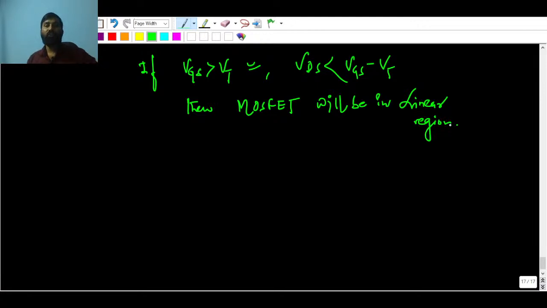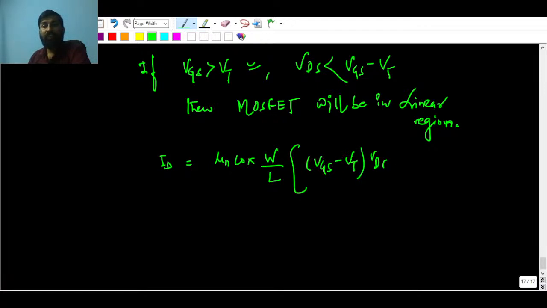Now you have to recall the equation for linear region. What is the drain current equation for linear region? That is ID equal to mu-n Cox W by L, times VGS minus VT times VDS minus VDS square by 2. So this is the equation, you must know it already, right?